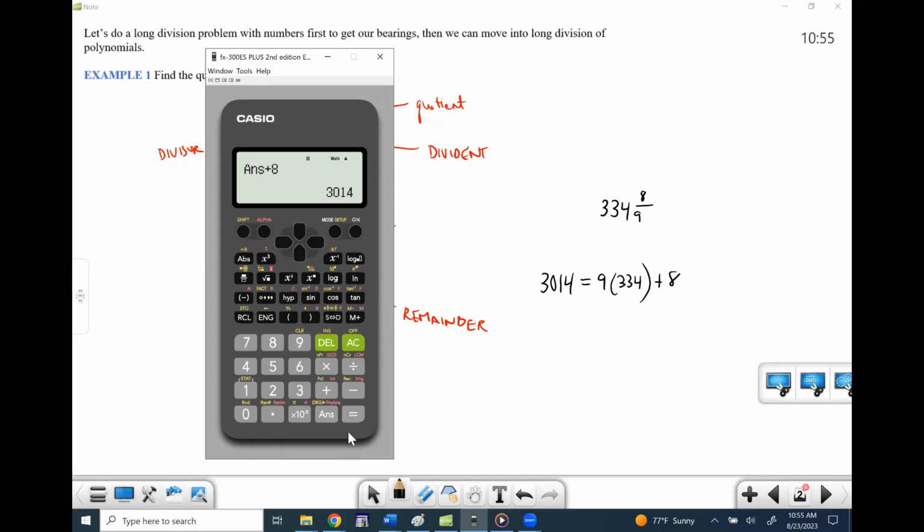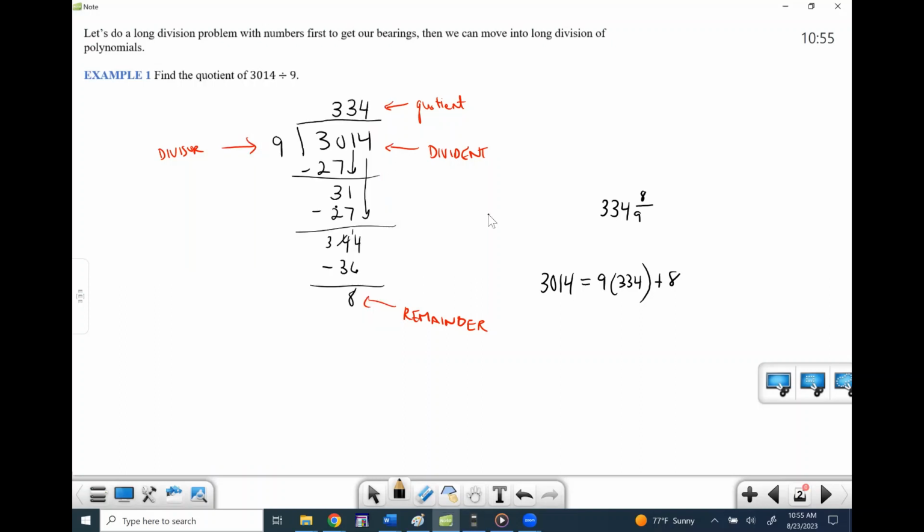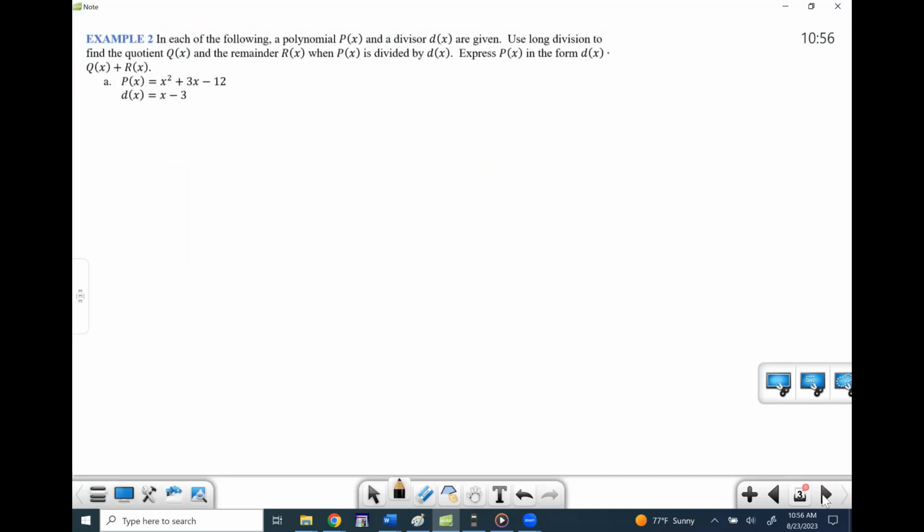And that's important because that's how you can go and check your answer. Because this is going to be a little abstract. So if you're like, is this right? Well, you're going to use this same idea of multiplying these two and adding the remainder. All right, so let's go ahead and dive in.